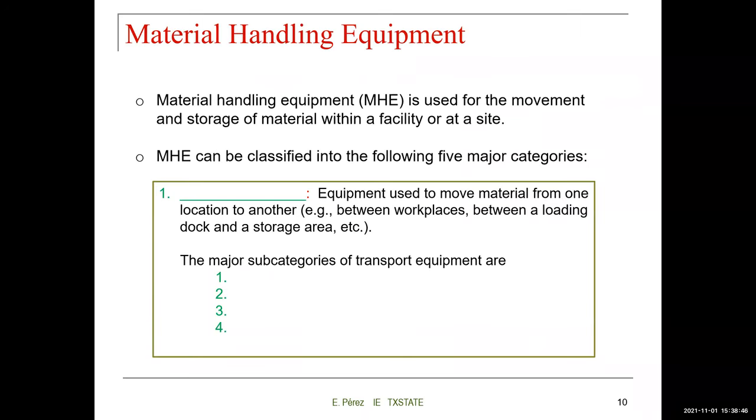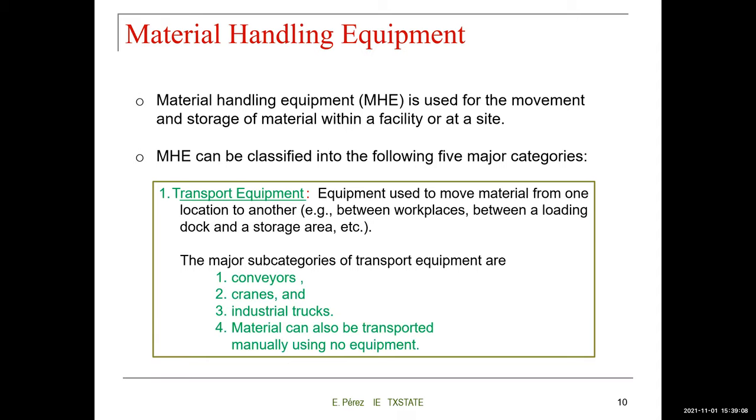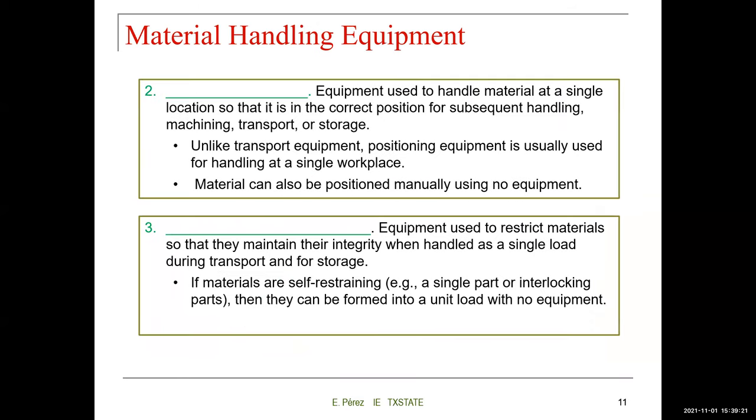So in terms of material handling equipment, it's used for the movement and storage of material within the facility or at site. Material handling equipment can be classified into five major categories. Transport equipment, which is number one. And inside the transport equipment, there are four subcategories: conveyors, cranes, industrial trucks, and material that can also be transported manually with no equipment. Basically, an operator can move stuff from one point to another inside the facility.